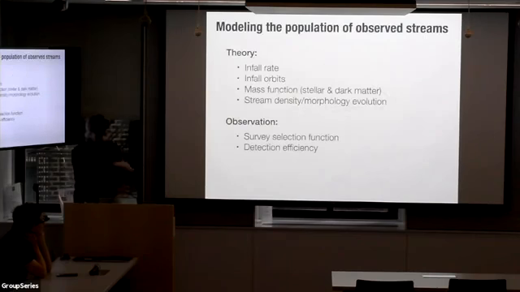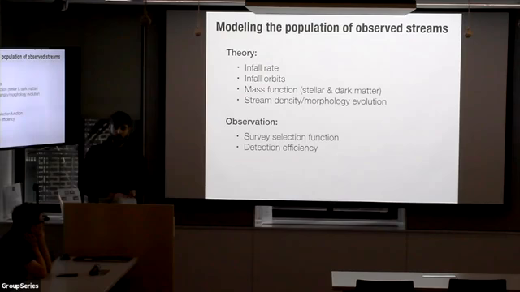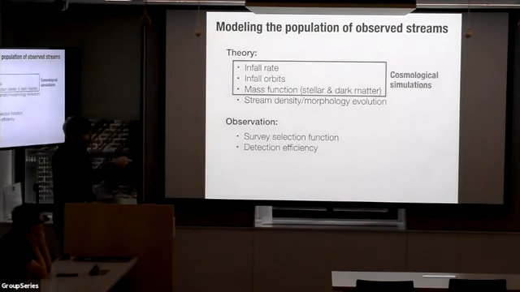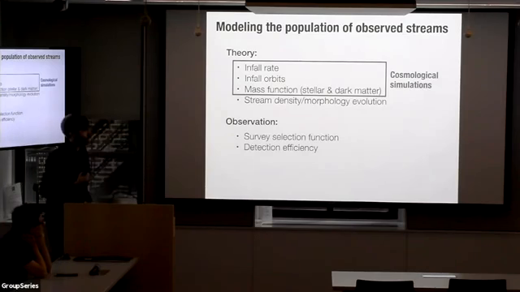To make this connection, there's a few key ingredients that we need. So we need models for the infall rate, the infall orbits, and the mass function for all of the things that we know are merging with the Milky Way. And we have models of those from cosmological simulations, so people have been able to extract these types of distributions from galaxy formation simulations. On the observational side, we also need to be able to measure our survey selection function.